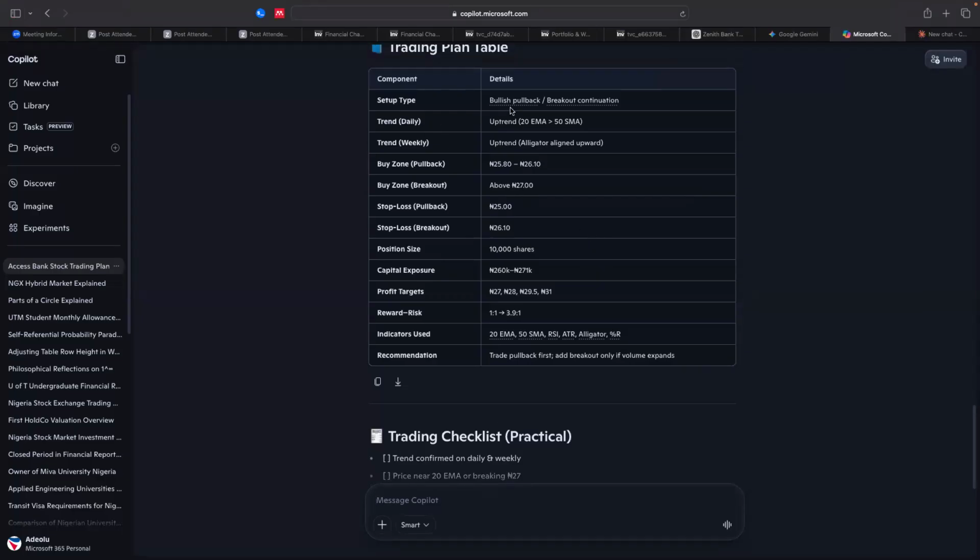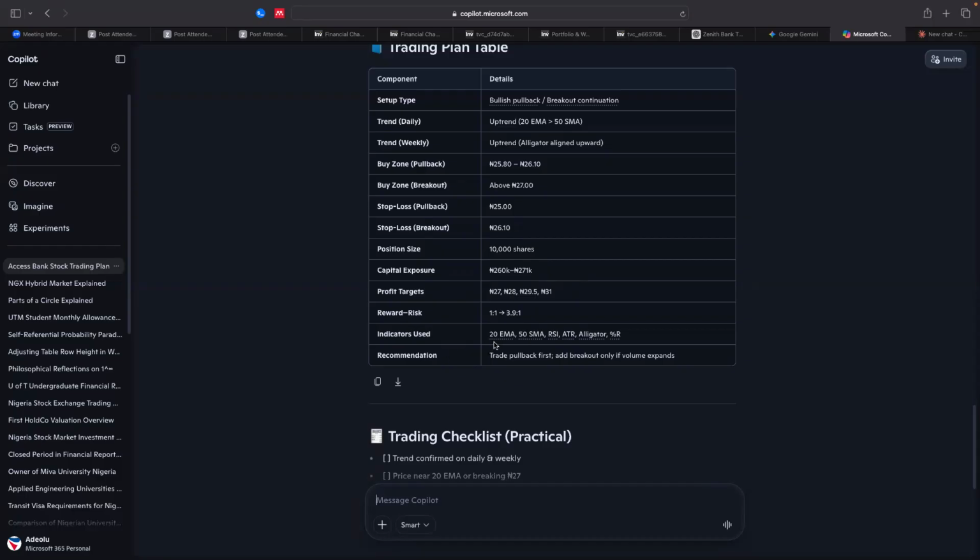Its own setup is bullish pullback and breakout continuation. He's taking his buy zone from 25 naira 80 kobo to 26 naira 10 kobo. Breakout at 27 naira, stop loss at 25 naira, position size of 10,000 shares, capital exposure of 260,000 to 271,000, profit targets at 27, 28, 29, and 31.